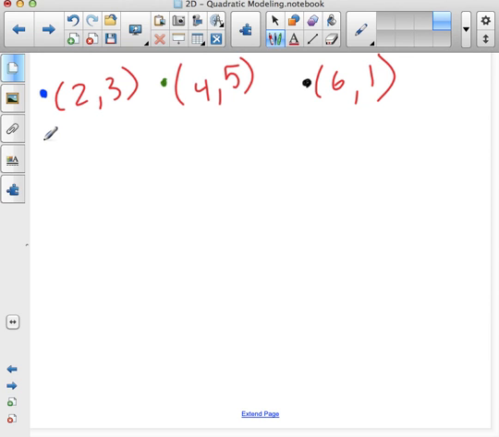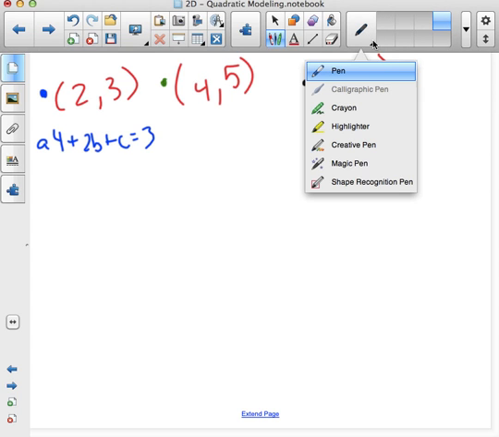So we're going to do A times 2 squared, which is 4. So 4A plus B times X, B times 2, which is 2B, plus C, and it will equal 3. All right, so that's the equation for the blue point right here.